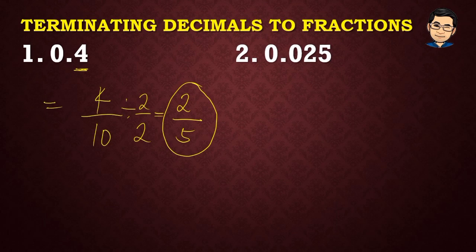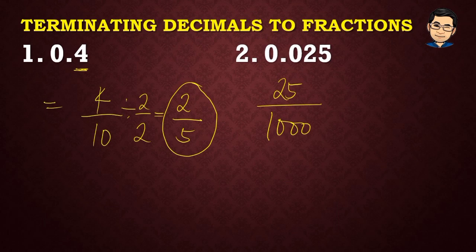So, para ibalik yung 2/5 sa 0.4, i-divide natin yung numerator sa denominator. Next, 0.025 or 25 thousandths. So, yung decimal number na 25 over natin sa 1,000.